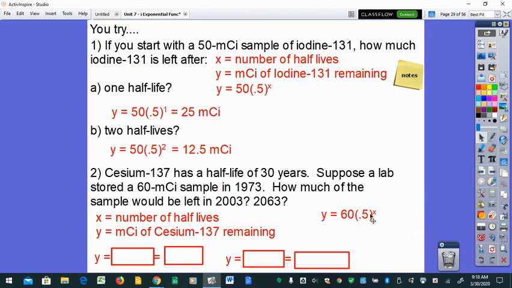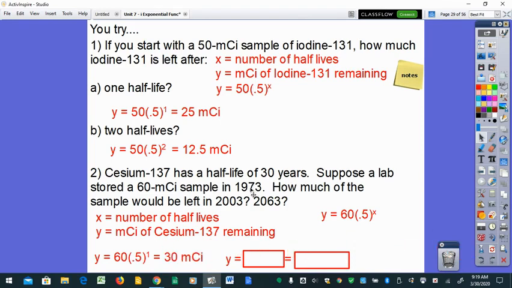We've got to figure out how many half-lives would be 2003 and how many half-lives would be 2063. So you're not just looking at the number of years. You have to realize that every 30 years is a half-life. So from 1973 to 2003 would be 1 half-life. It's 30 years. So 60 times 0.5, you would end up with 30 millicuries.